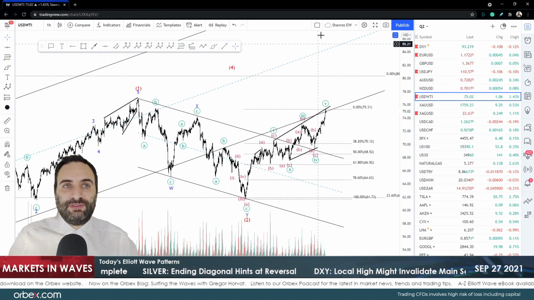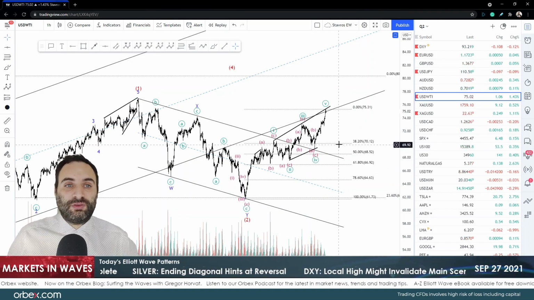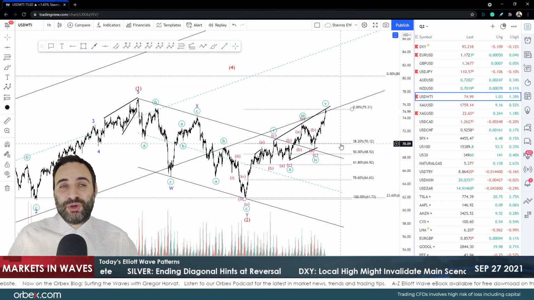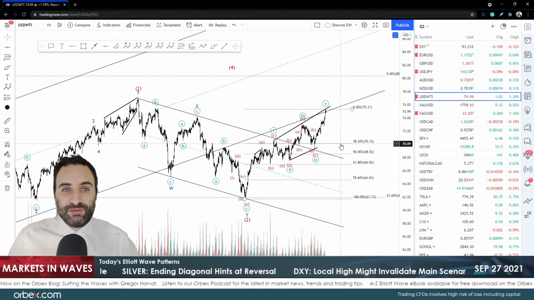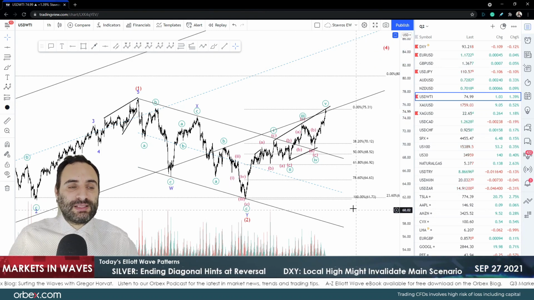Okay. If we go to 66, we're still okay. If we go to 50, we're good. If we go to 38.2, it means that this is going to be a very strong wave 3 coming in. Okay. So in either case, that's the scenario.